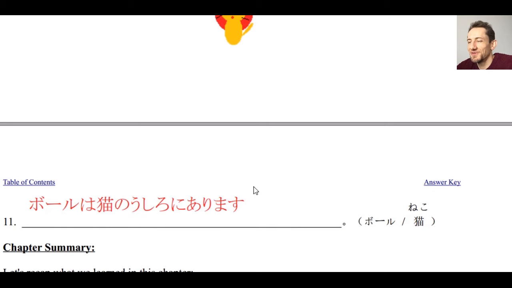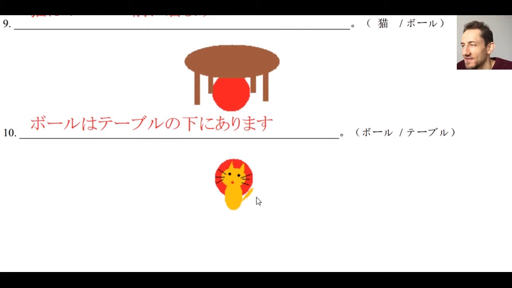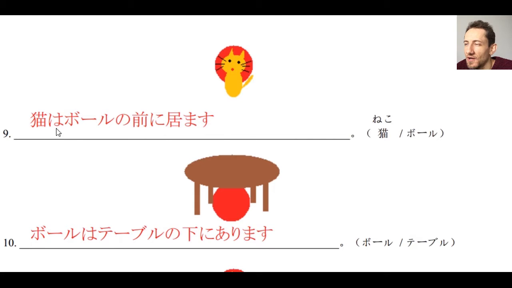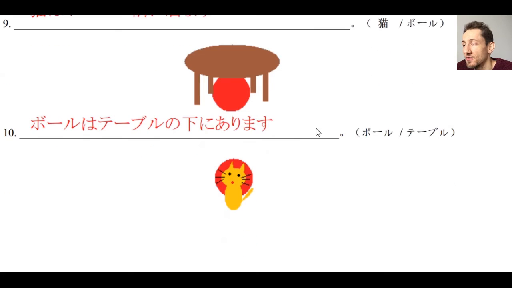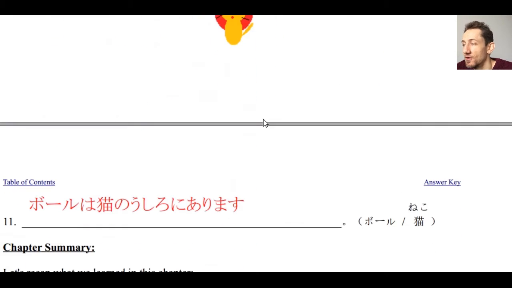So hopefully you were able to answer those the same. Again, you want to say 猫はボールの前にいる. That's fine. 猫はボールの前にいます. Depending on who you're speaking with, you want to be more polite or more casual. So either way is fine. Just remember, it depends on the situation you're in.